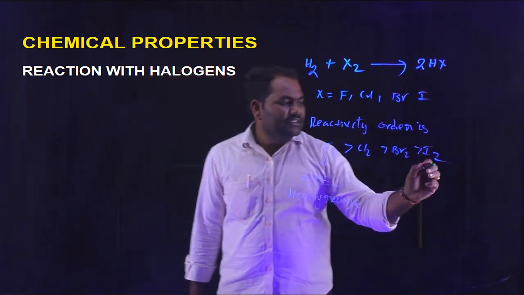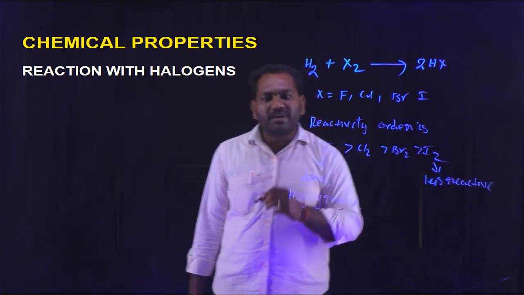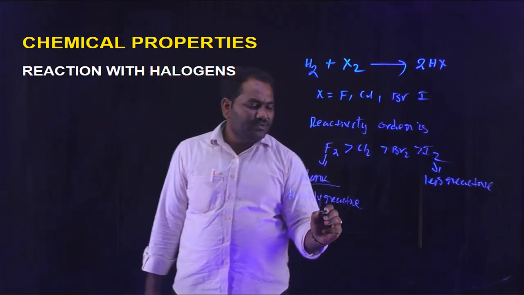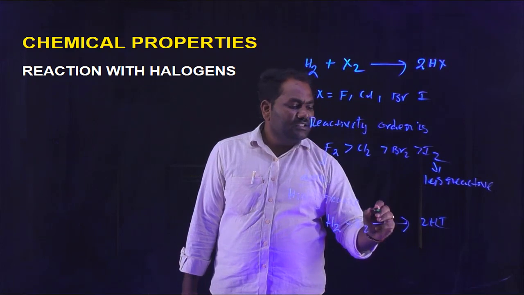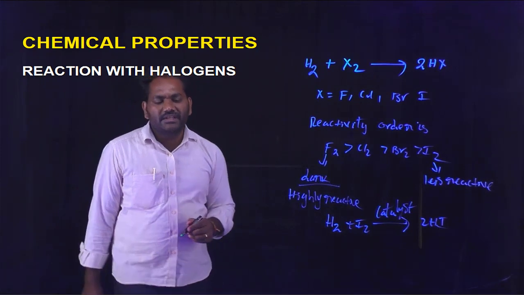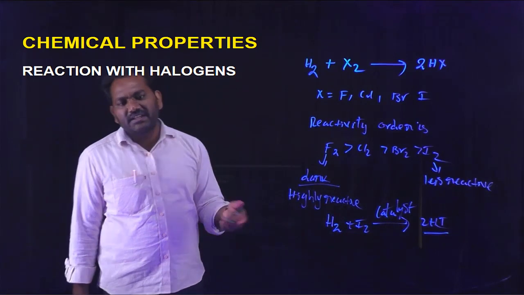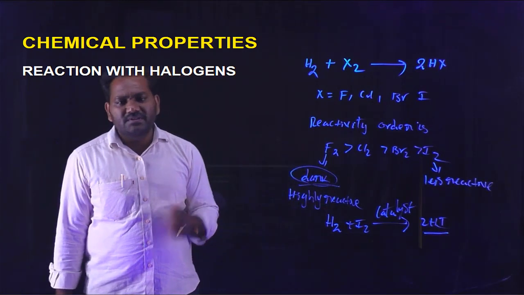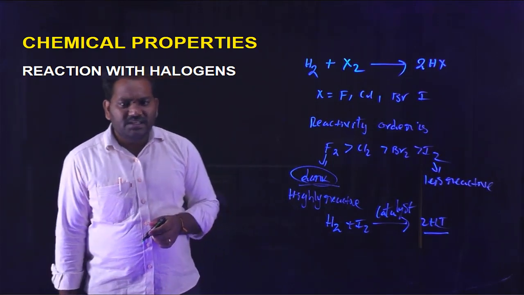Similarly, iodine is less reactive when compared to the remaining ones. It reacts with hydrogen in the presence of a catalyst only. H2 plus I2 gives 2HI. This reaction needs a catalyst. But fluorine doesn't need any catalyst or light. Even in a dark room, fluorine reacts with dihydrogen to give its hydrogen halide.